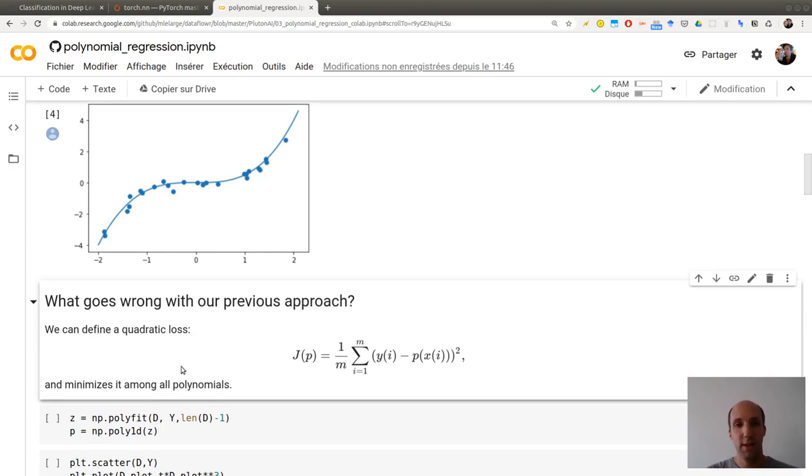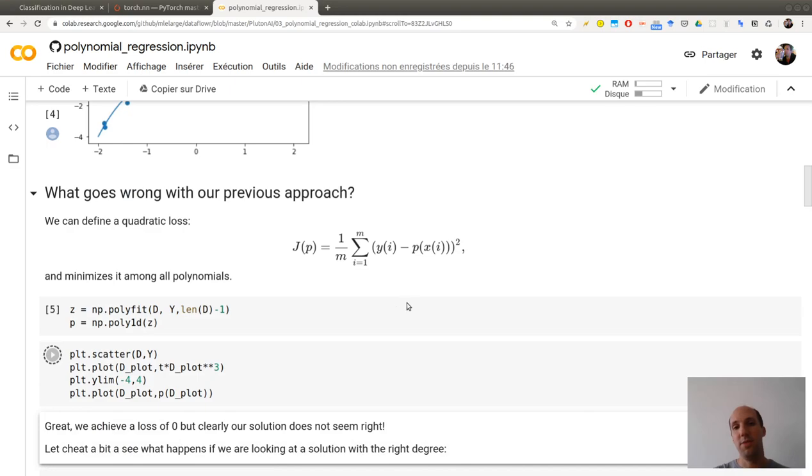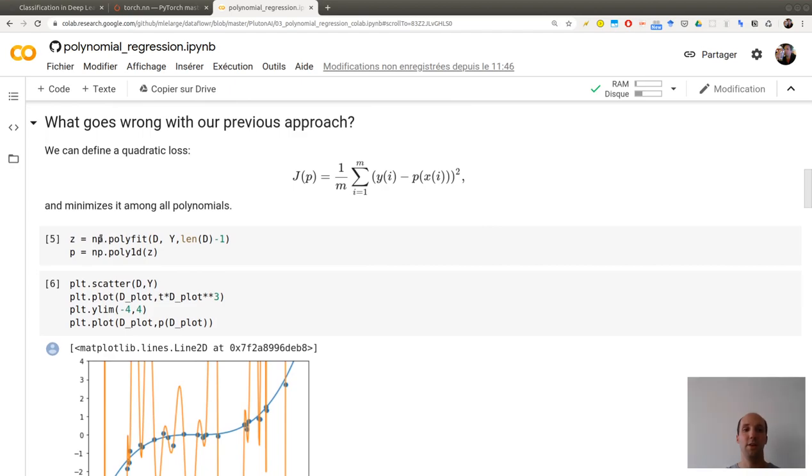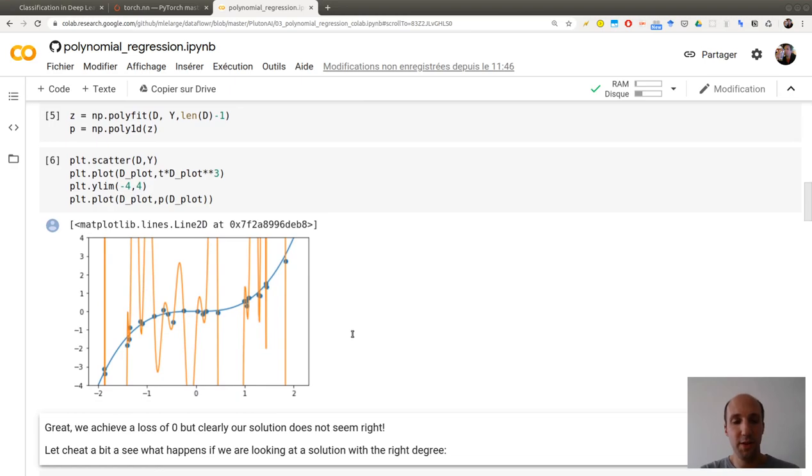So, okay, let's do what we did before. We define a quadratic loss. Here I'm modifying slightly, I'm just taking the average of the square. This is a function of p, where p is any polynomial. And I want to minimize this loss, and this is very easy to do in Python with this polyfit function. And you see, here is what I'm obtaining. So in blue is the true polynomial, and in orange is your estimation.